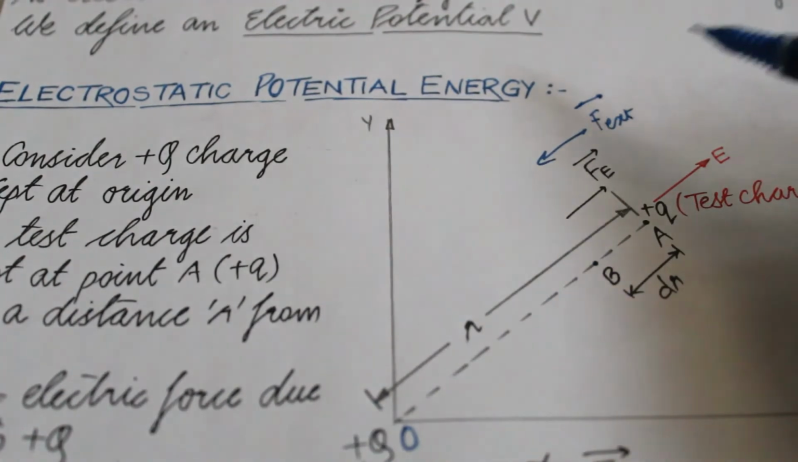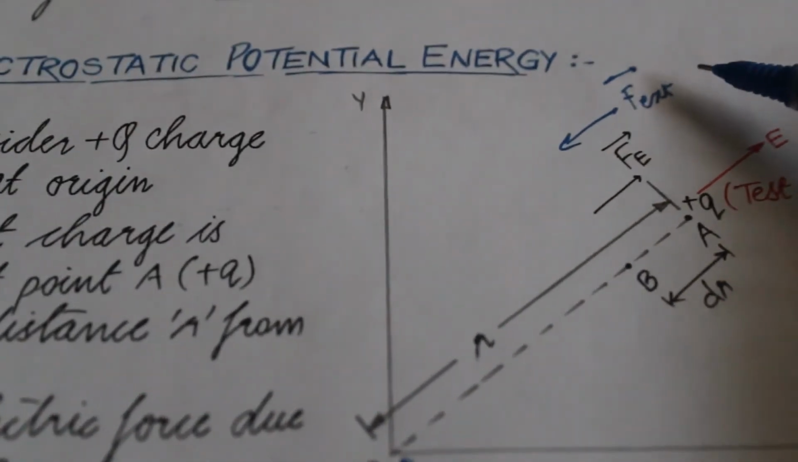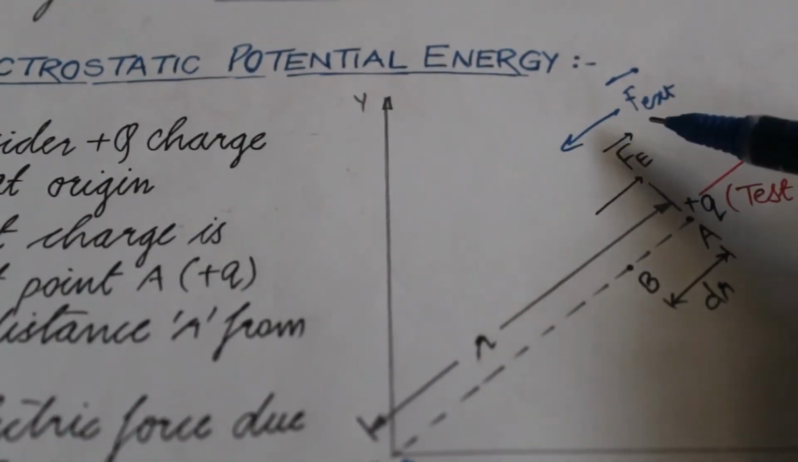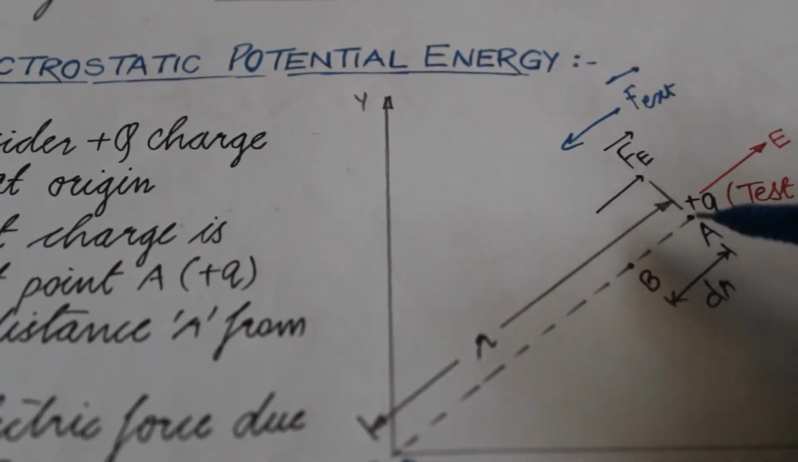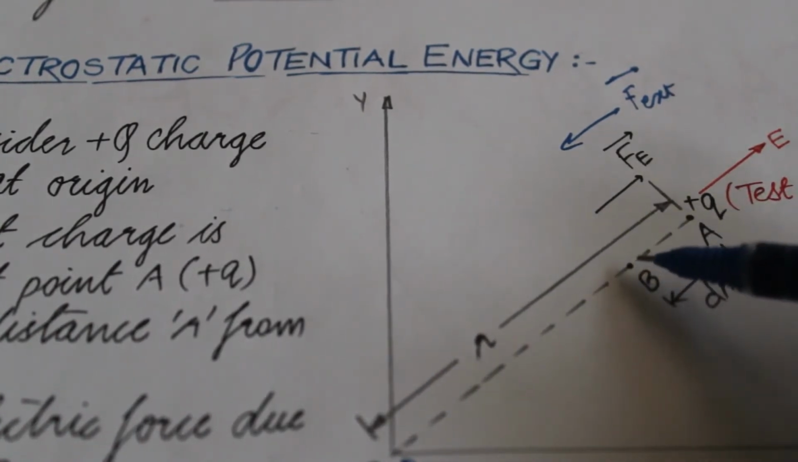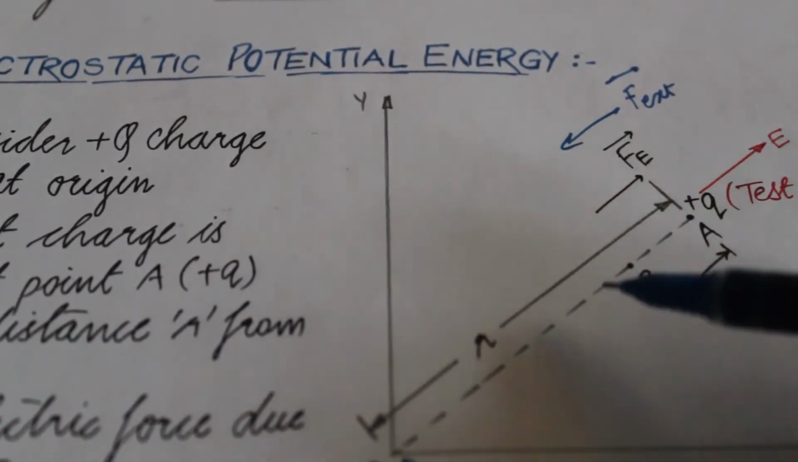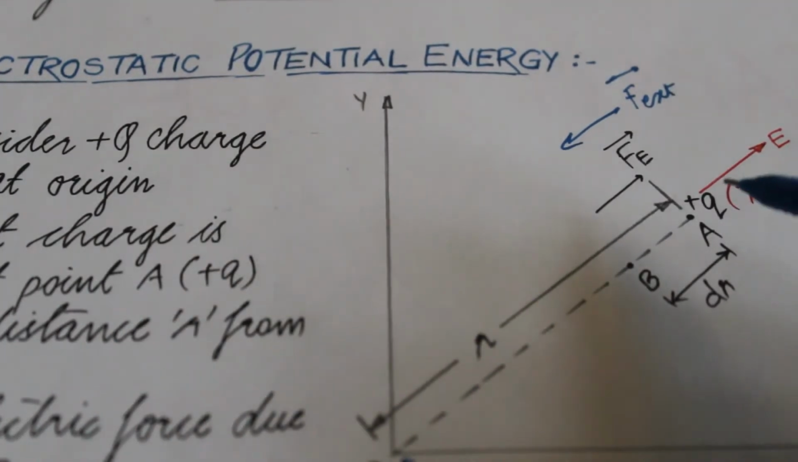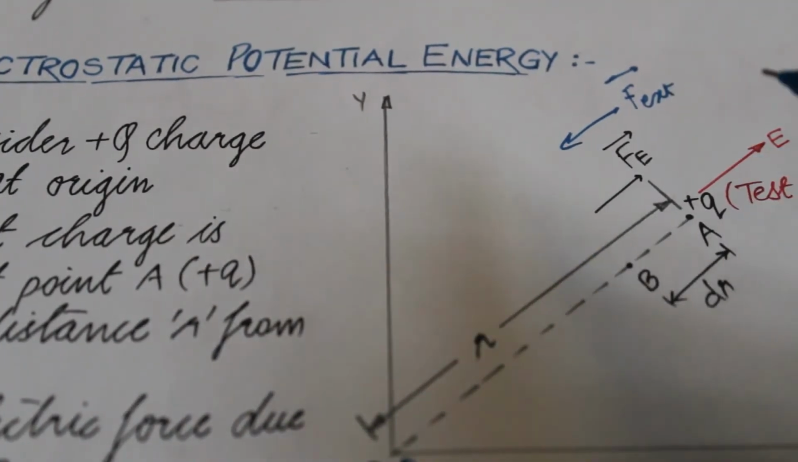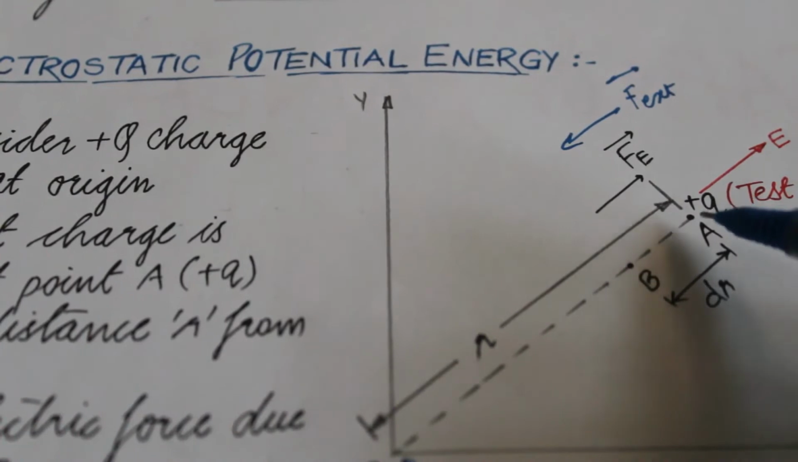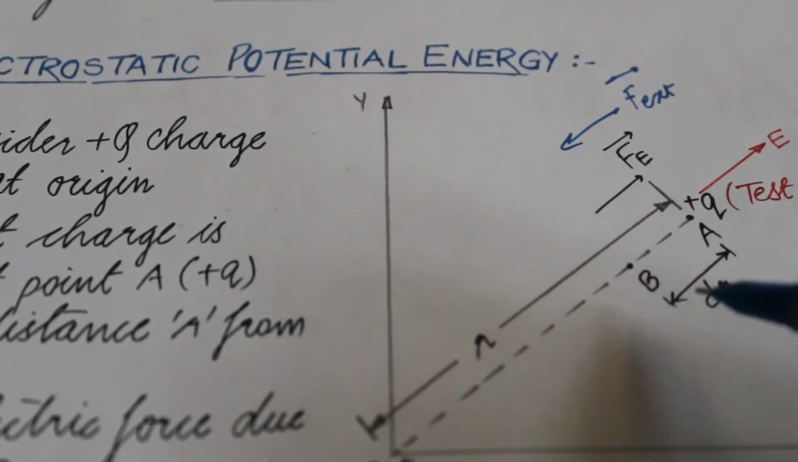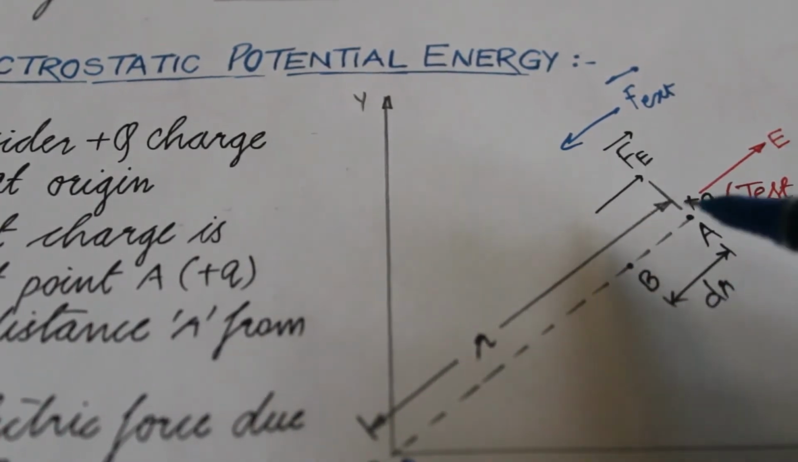This force must have such a value that it counters Fe. It means the net force acting on the plus q charge becomes 0 and the charge starts slowly moving towards B with a uniform velocity. You must note that there should be no net acceleration. The plus q charge must move slowly, uniformly towards B, which is at a distance of dr from point A.